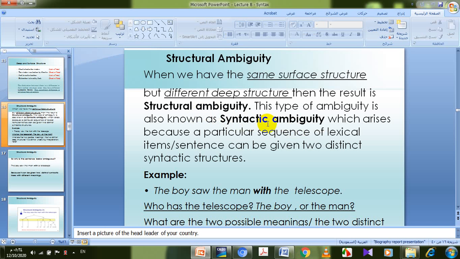Okay, this type of ambiguity is also known as syntactic ambiguity, which arises because a particular sequence of lexical items, which is the sentence, a particular sentence, can be given two distinct syntactic structures, two different meanings.